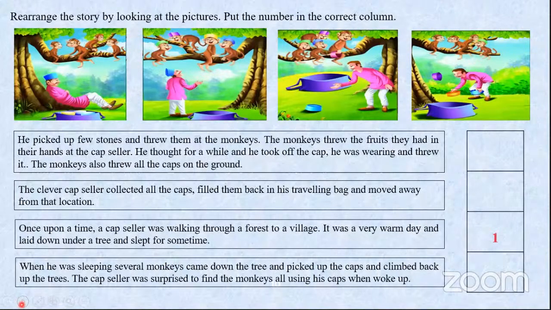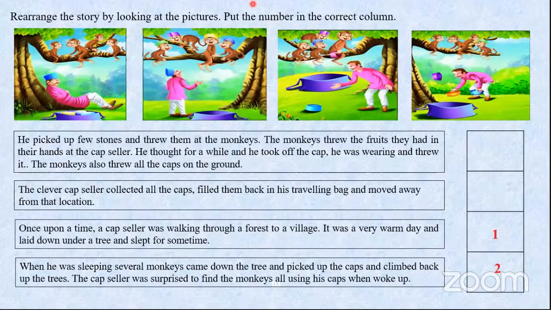The next one, second picture, right? Second description, we can see when he was sleeping, several monkeys came down the tree and picked up the caps and climbed back up the trees, right? There were monkeys on the tree and they came down and got the caps. ඒගොල්ලෝ පල්ලෙහාට caps ටික ගත්තා, right? The cap seller was surprised to find the monkeys all using his caps when he woke up. එයා නැගිටලා බලද්දි caps ටික ඔක්කොම වඳුරු ටික දාගන්න. That is the second step of this story, right?